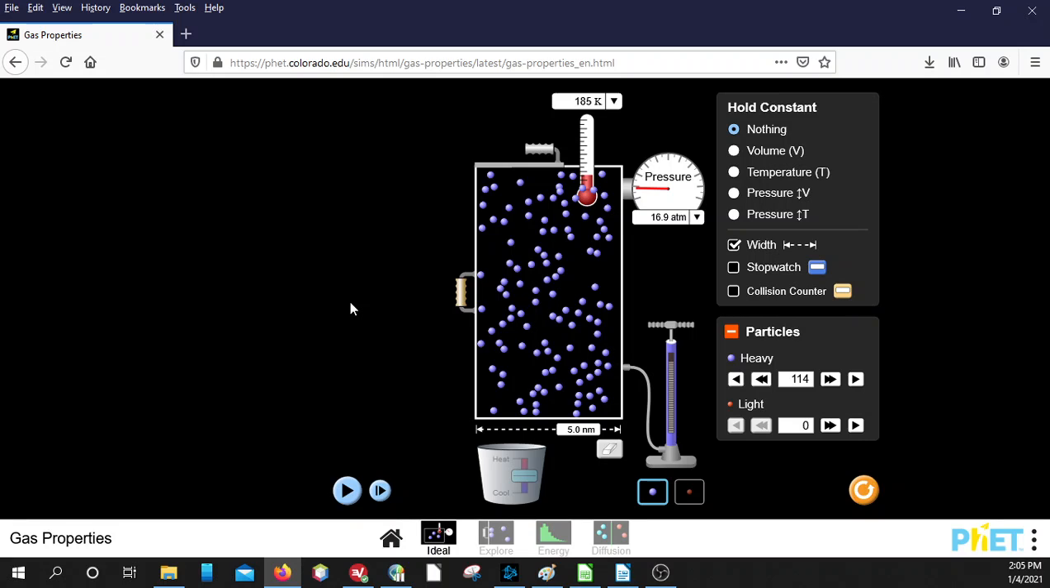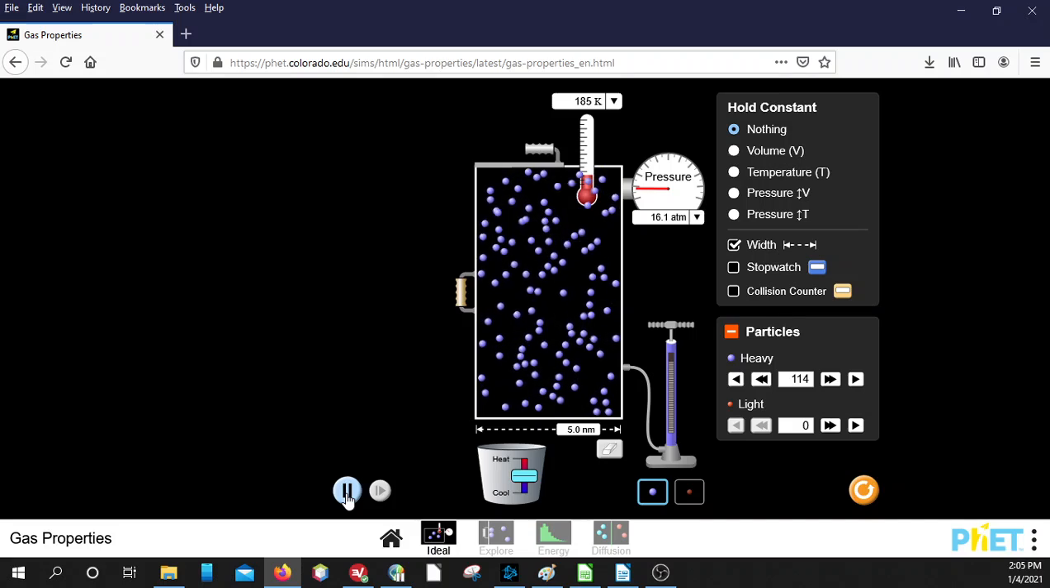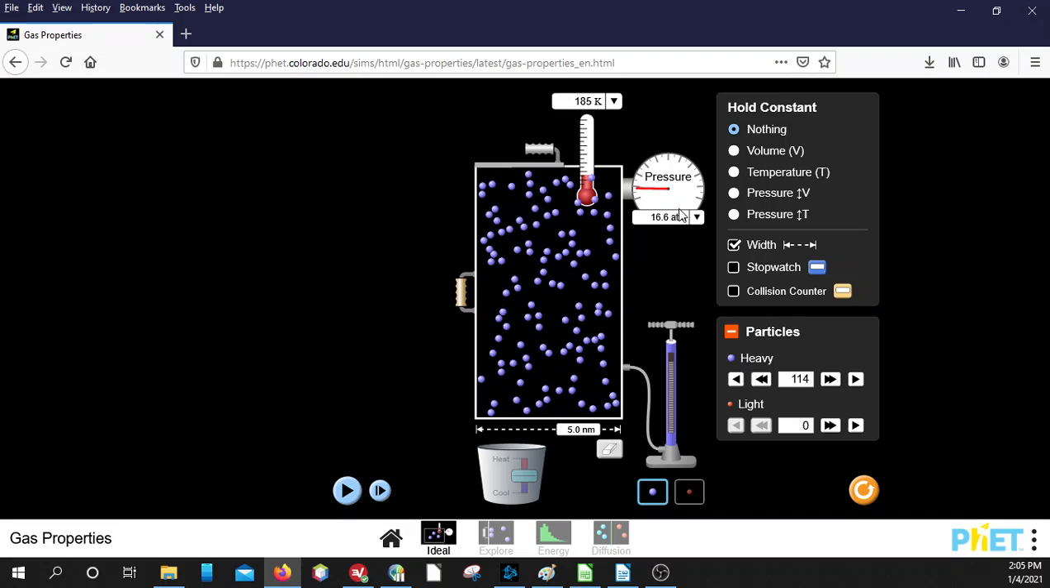Now, again, this isn't perfect because if I pause it again at some random moment, now we have 16.6. So again, there's going to be some errors in our measurement, which is something to talk about in the error analysis section. Maybe it would be a little more accurate if you took several measurements at a given pressure or a given volume.